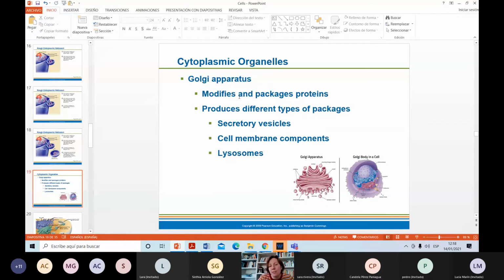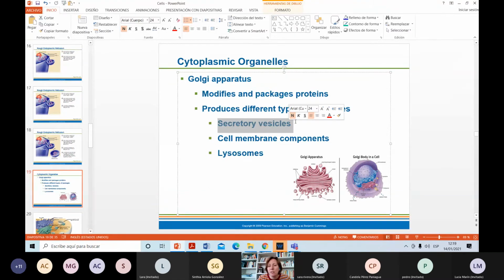It's going to modify a little bit the proteins in case they need it, but especially it's going to package them. It's going to put them in different vesicles. Why different vesicles? Because the Golgi apparatus is going to build one type of vesicle for those proteins that are needed outside the cell. Secretory vesicles, if the proteins are needed outside, is going to produce a different type of vesicle if the protein is needed in the cell membrane, and a different one if the protein is needed inside.